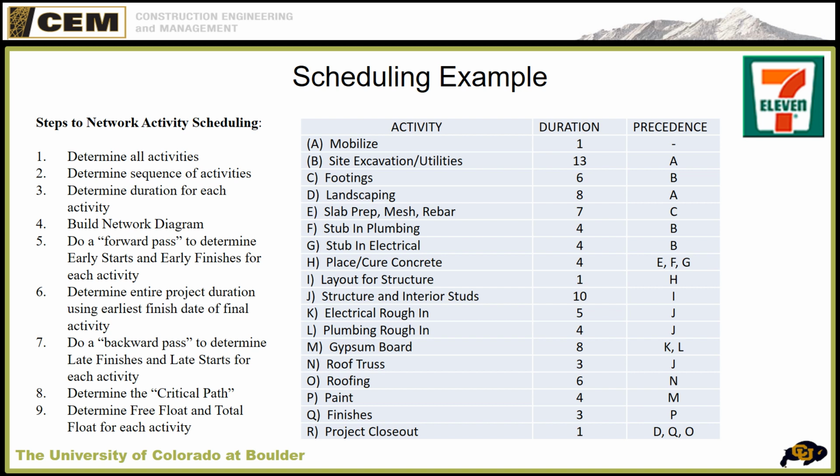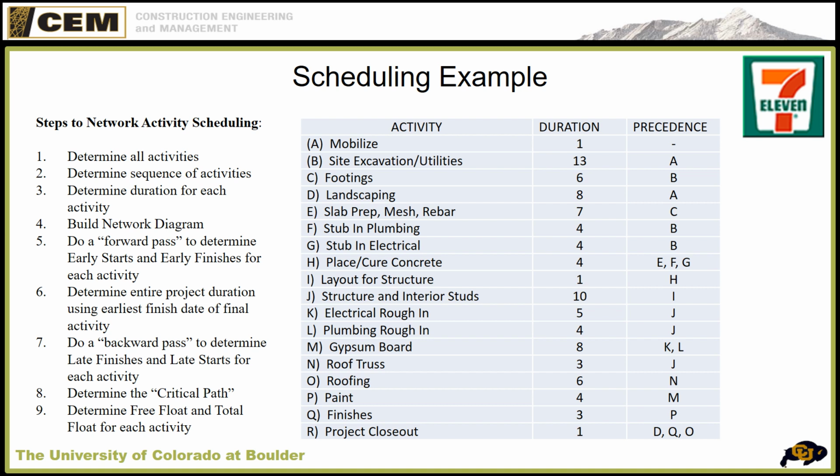Okay, here's our example. This is a lot to look at, but I suggest you pull down the scheduling example from D2L. So all of this is listed there. What we're doing is building your dream job, which is a 7-Eleven. And we have activities A through R already established, and we're going to build a schedule to see how long it's going to take and to understand some other characteristics of the job. So on the left are the steps we need to go through. First of all, determining all the activities, and I've done that for you.